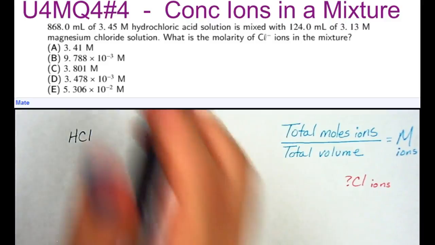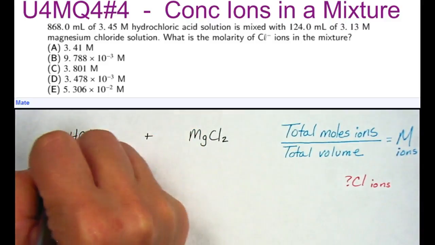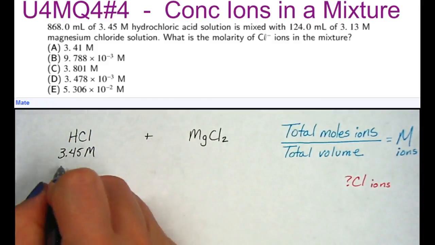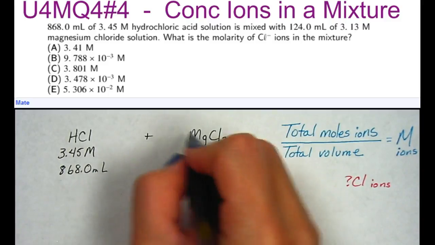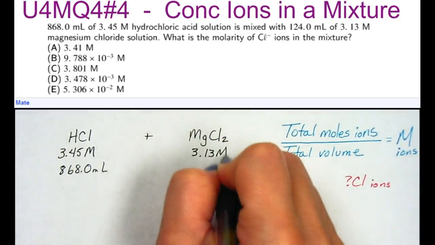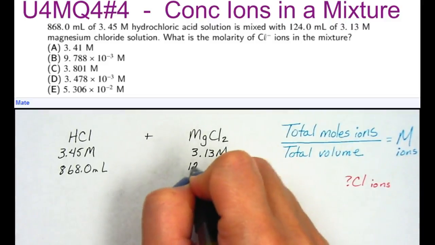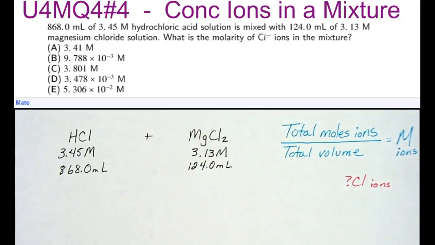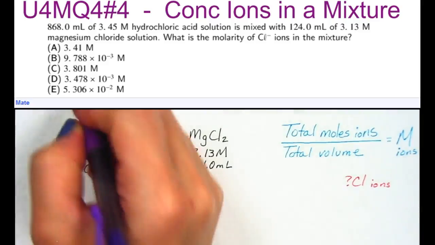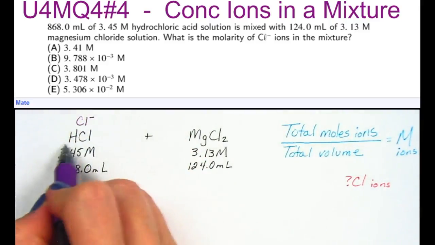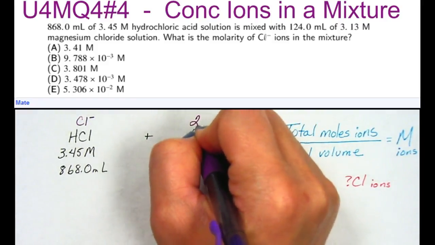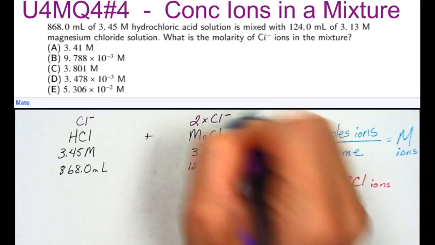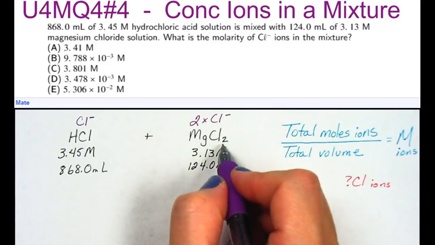Let's see what we're given. For hydrochloric acid, we have a 3.45 molar solution, and we're given 868.0 milliliters. We are given 3.13 molar magnesium chloride solution, and we have 124.0 milliliters. It's important to note that there is a 1-to-1 ratio of hydrochloric acid to chloride ions, and there are going to be 2 moles of chloride ions produced from the magnesium chloride solution.